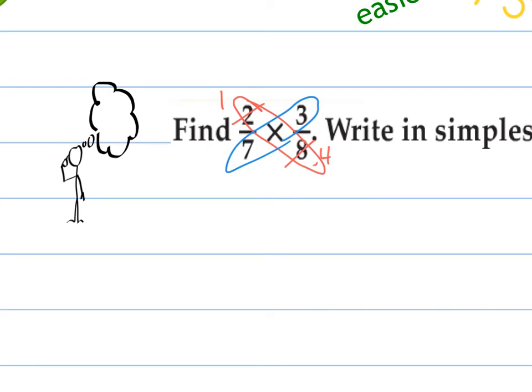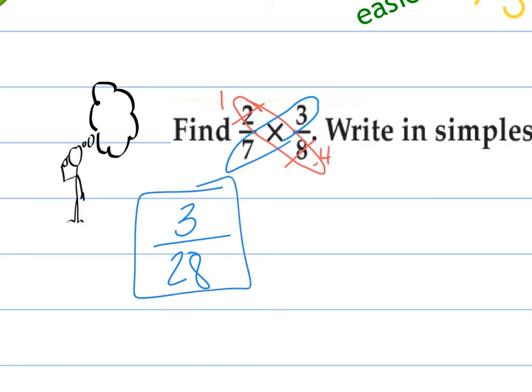Now we take the 1 and 3, and that's what we multiply. 1 times 3 is 3. 7 times 4 is 28. Okay, and now there's no number that 3 or 28 could be divided by, so that is in simplest form. If we didn't do the shortcuts and we just multiplied right away, 2 times 3 is 6, 7 times 8 is 56, then I would have to simplify, which is 3 over 28.